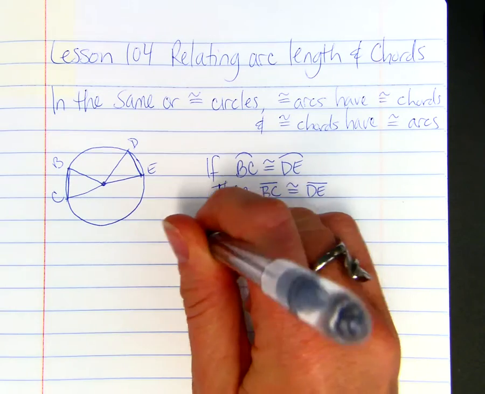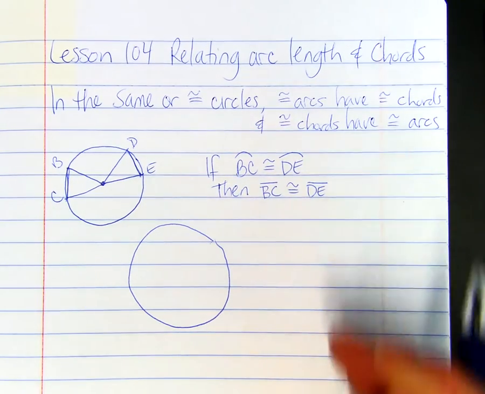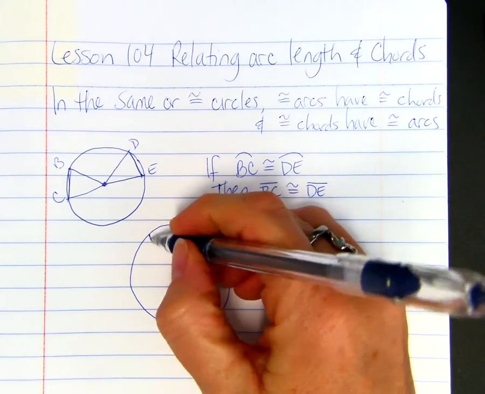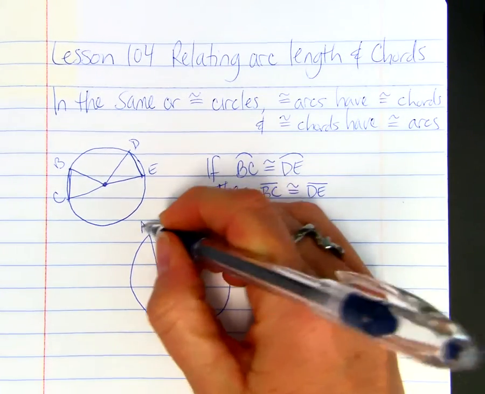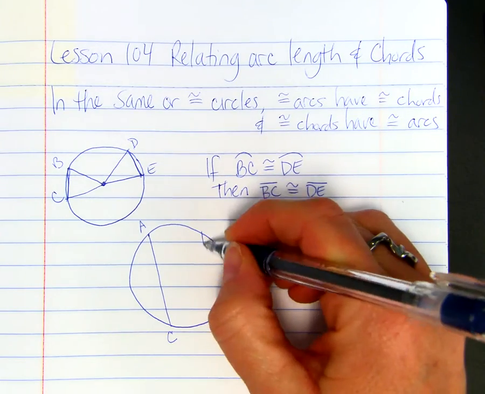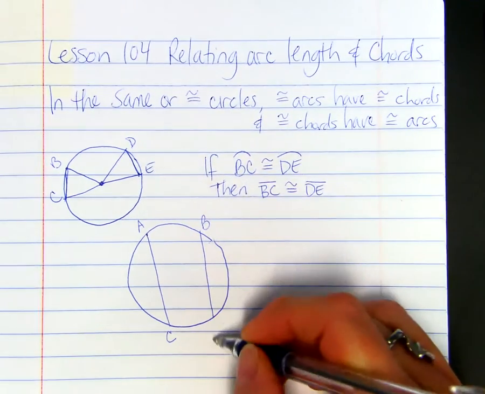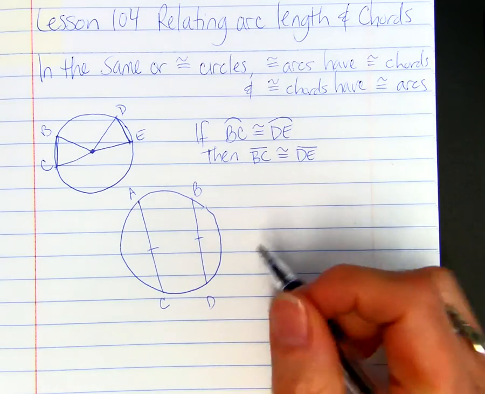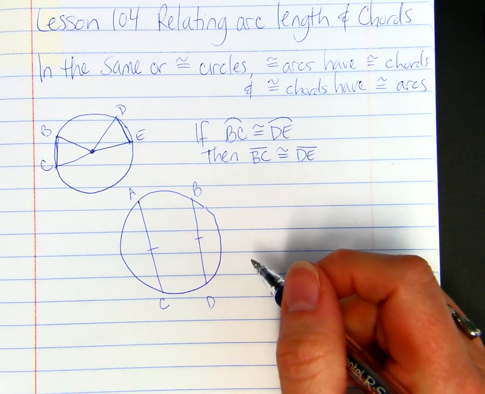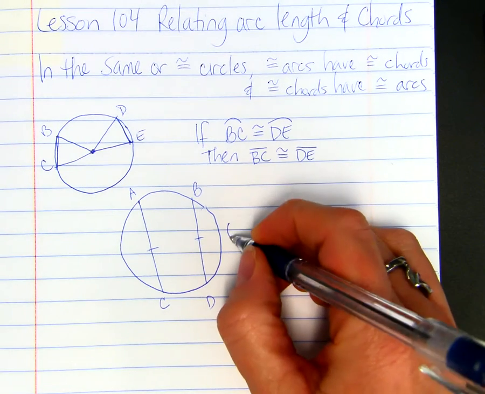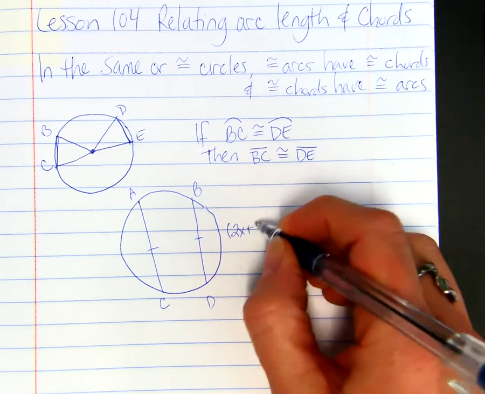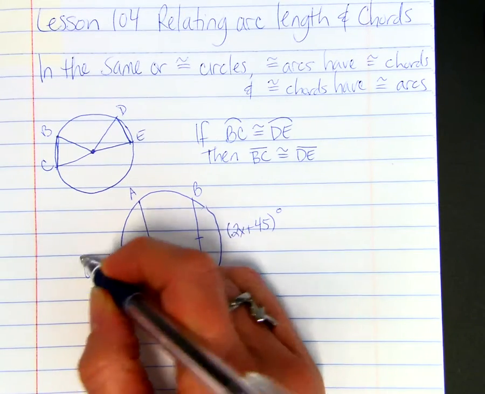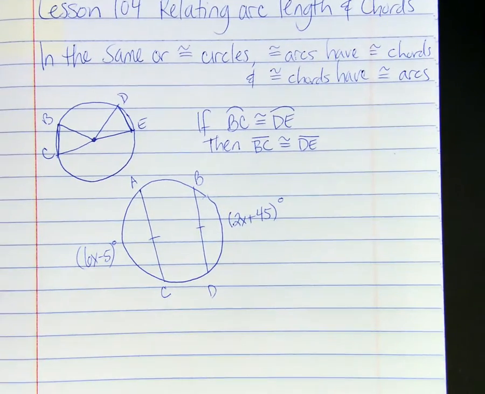So here's an example of using that. We're going to do a chord AC and a chord BD, and we're going to say that they are congruent. But they don't look very congruent, but they are. This arc is 2x plus 45 degrees, and this one is 6x minus 5, and we need to solve for x.